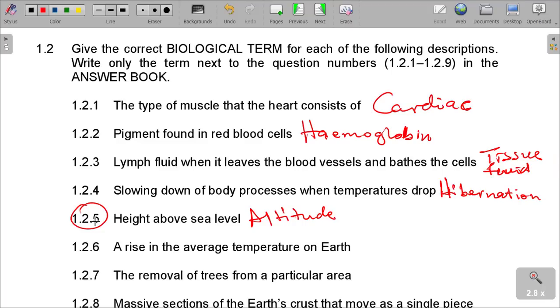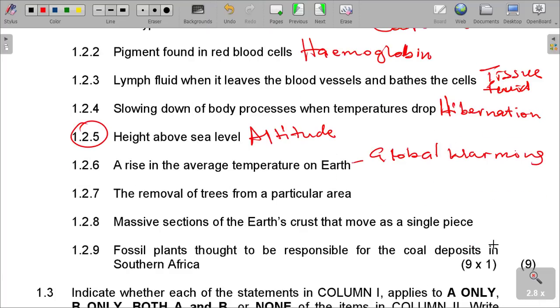Number 6, a rise in the average temperatures of the earth. It is called what? Global warming. Global warming is a continuous rise in average earth temperature. We call that global warming.